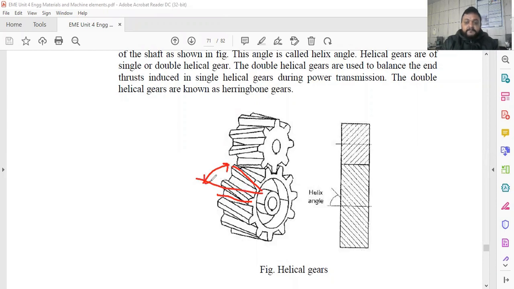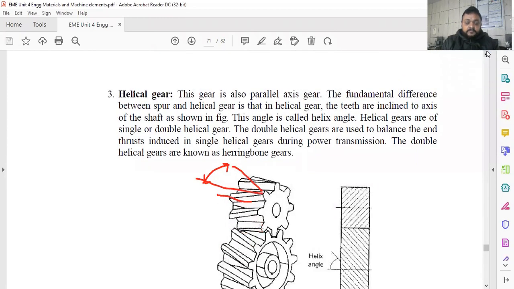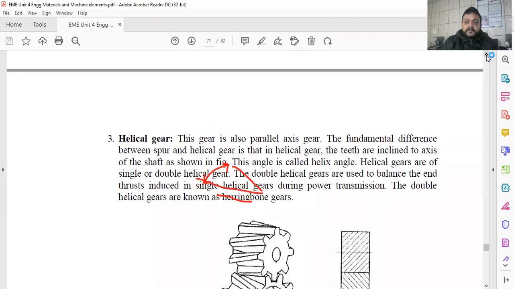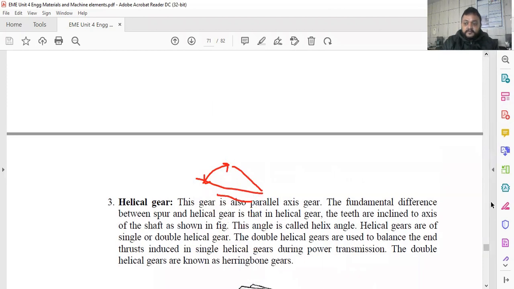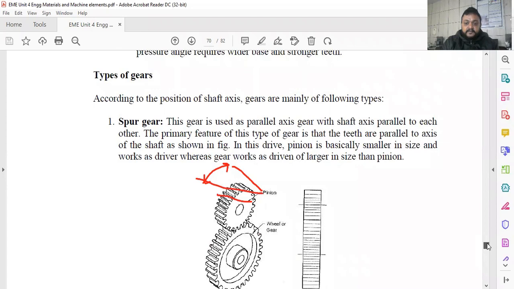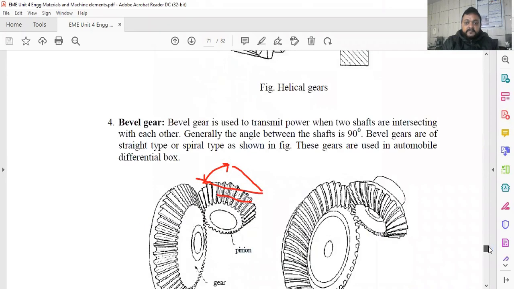The main objective of using the helical gear over the spur gear is that the helical gear will provide better power transmission, or we can say more capacity for transmitting power than the spur gear. You can see from this figure, the spur gear has very simple teeth, and the same teeth are inclined at a helix angle. So that is the fundamental difference.